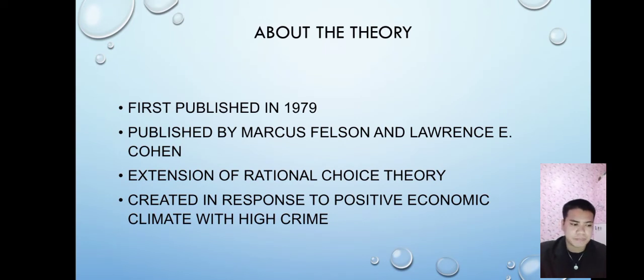About the theory: first published in 1979 by Marcus Felson and Lawrence E. Cohen. It is an extension of rational choice theory, created in response to a positive economic climate with high crime.